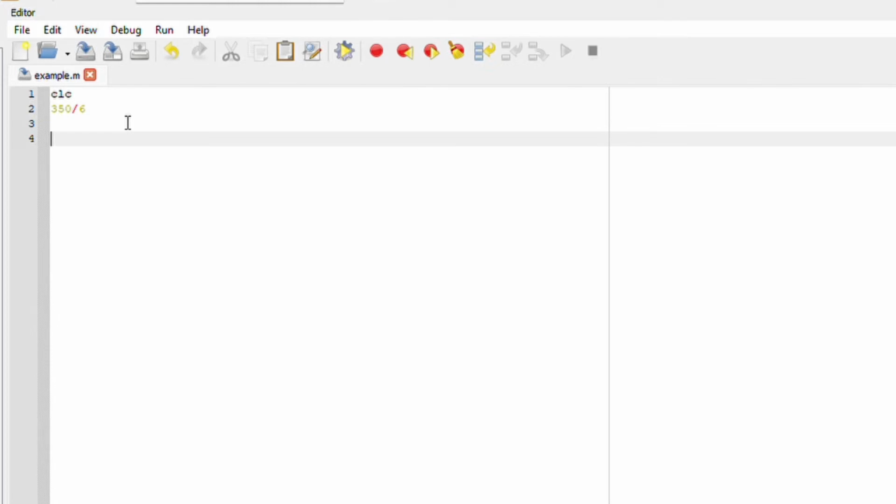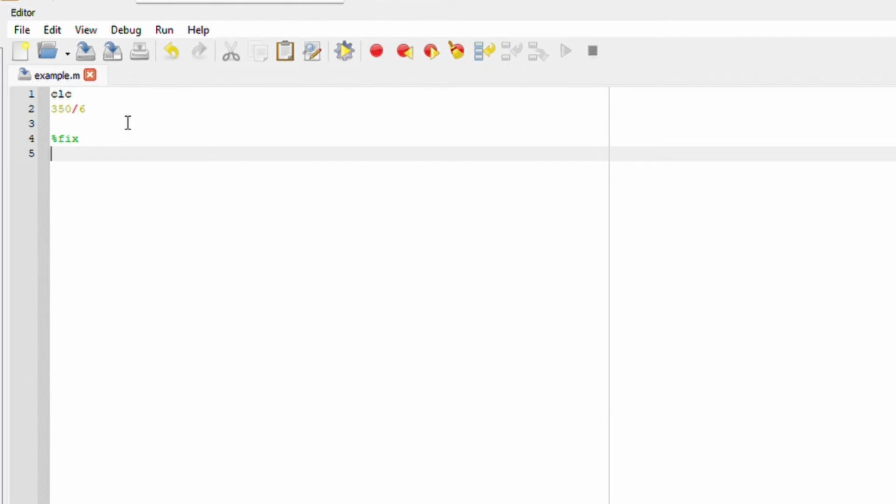The first one is fix. What fix basically does is it will round off towards zero. So fix 350 divided by 6, rounding off towards zero. If I run my file, I should get 58.